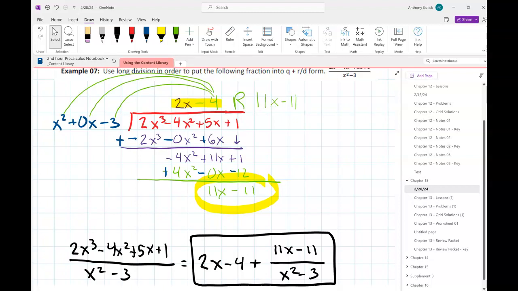Is everybody okay? Should we do another example? To be honest, you're going to be expected to be able to do this. Another example or no? Okay.